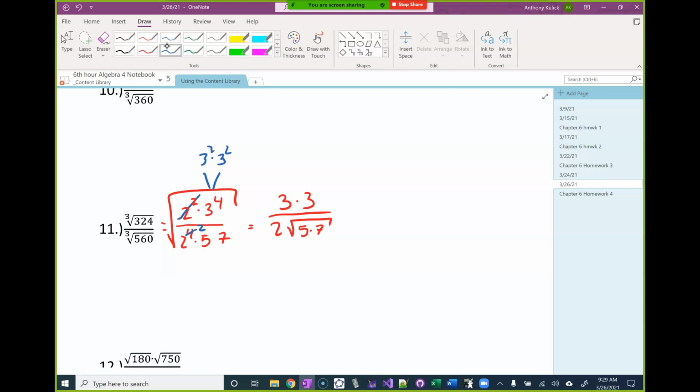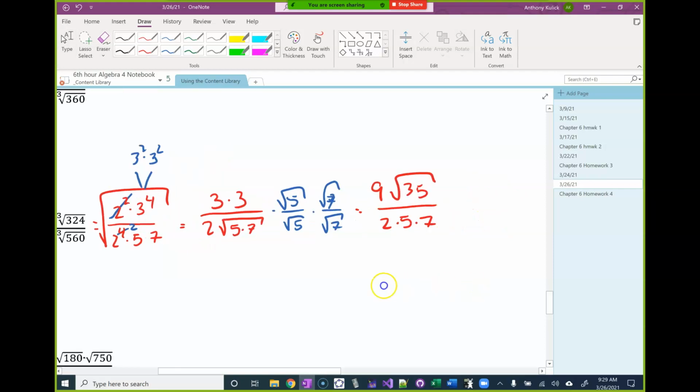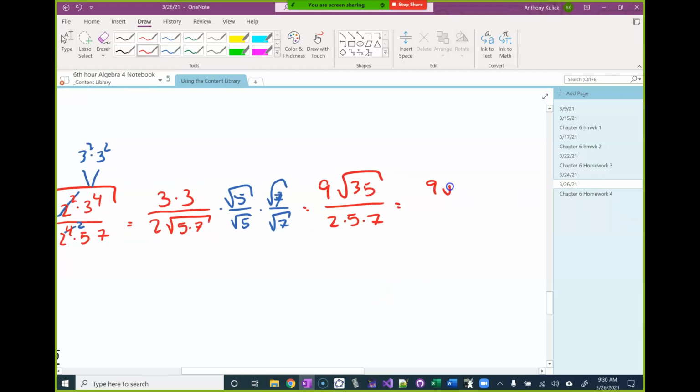Looks good. And then, well, we still have a little bit more to do because we have to rationalize the denominator. Yep. So I need another 5 and I need another 7. So when I do that, I got 9 square root 35 over 2 times 5 times 7, or 9 root 35 over 70.